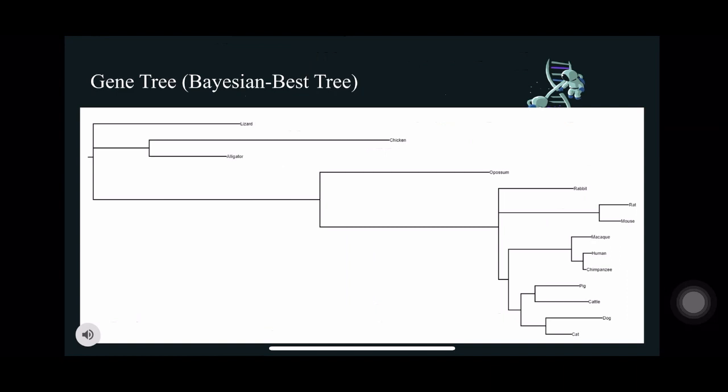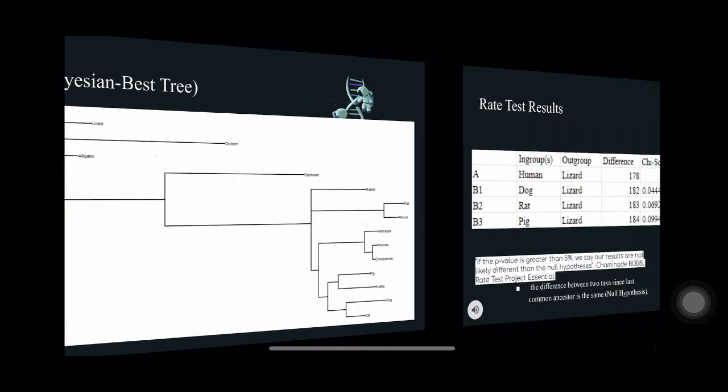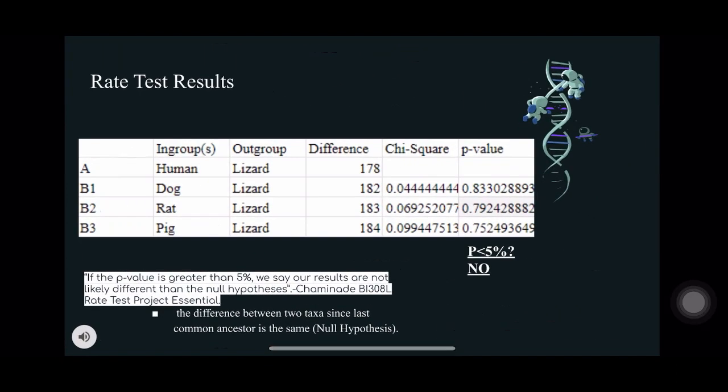This is my gene tree. And looking at the gene tree, you can see why I used lizard as my outlier. After some calculations, I ended up getting some pretty high p-values, way higher than 5%. This means that the difference between two taxa since last common ancestor is the same.